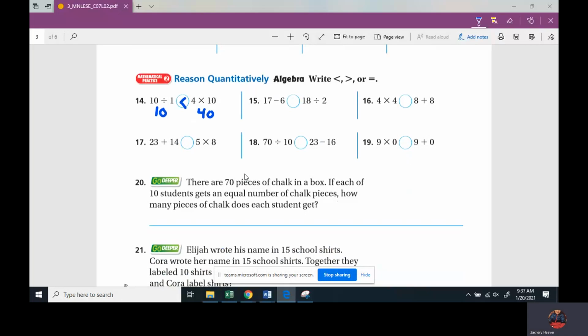Okay? Jack, number 15. 17 minus 6 is? 11. There you go. And so, Jack, 18 divided by 2. 9. Because if you skip count 2 to 18, it takes 9 times. So, Jack, if you're an alligator, which one do you want to eat? 17 minus 6 or 18 divided by 2? So, 17 minus 6 is greater than 18 divided by 2.